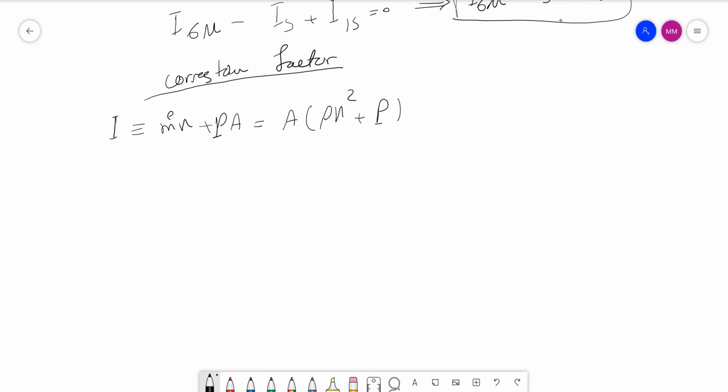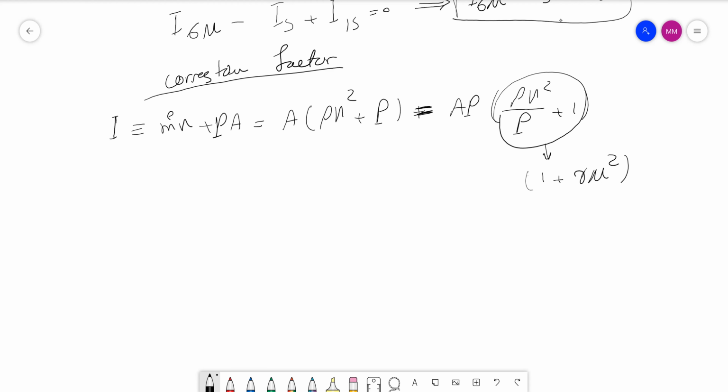Which essentially means we expanded the m dot here and take the area out, right? Then we can also have another variation of this equation, which is A multiplied by pressure times (rho v squared over p plus 1). This essentially means that we are only taking the pressure out, okay? And if you recall, this equation, we have seen this in aerodynamics and previously in this course as well, is equal to 1 plus gamma M squared, right?